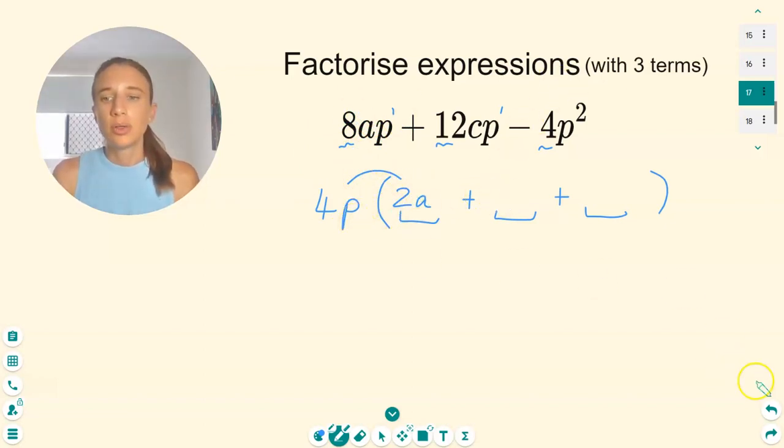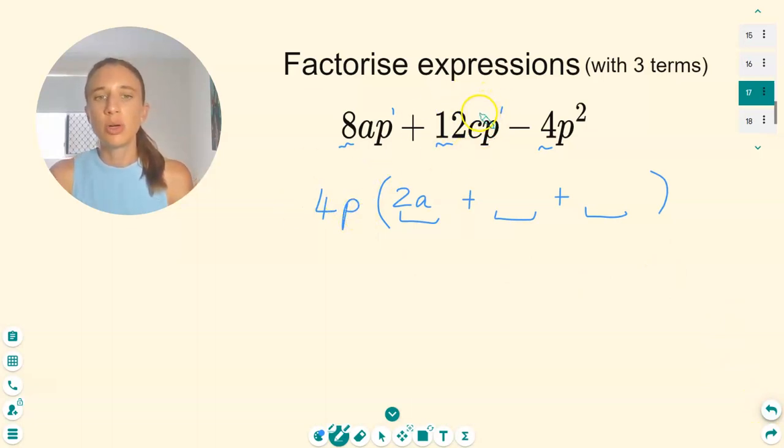Now, looking at this, 4p times what gives me 12cp? 4 times what gives me 12? Check the coefficients. 4 times 3 gives me 12. And we've got 12 sorted. 4p, well, we've got the p sorted. We need to incorporate that c in there. C in our answer. Nice.